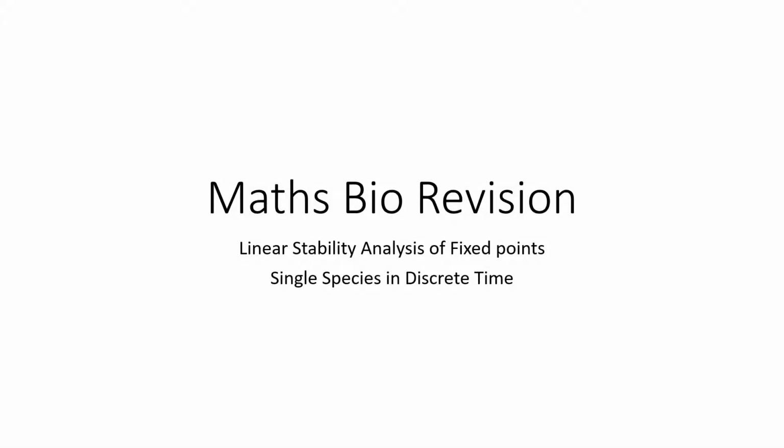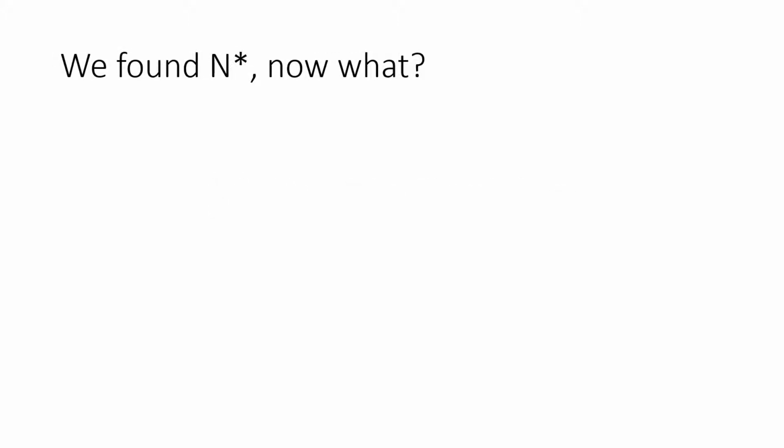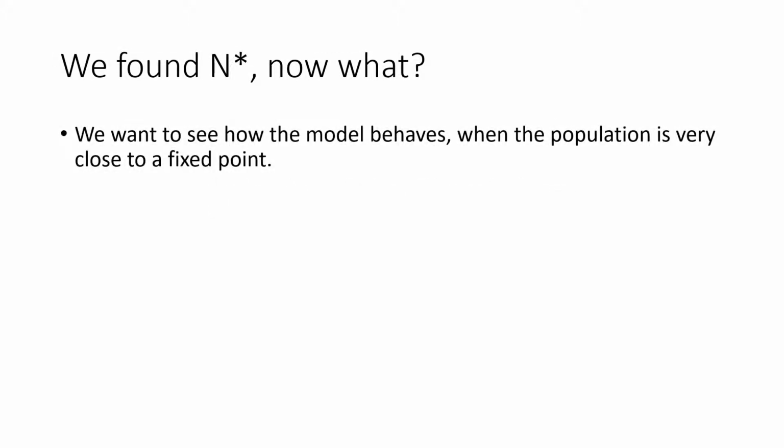Now that we have found the fixed points for a system, we may be interested in how the model behaves if the population is very close to this fixed point, but not equal to it. This can be done by linearly changing the population from the fixed point and seeing the resulting behavior, hence the name linear stability testing. To do this, we first introduce a new variable we'll call n hat, which represents a small change from the fixed point.